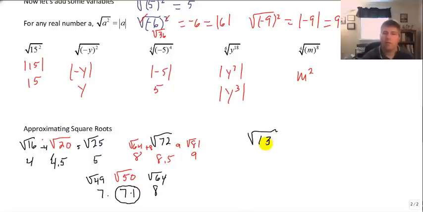And why don't you bring to class your non-calculator approximation of the square root of 130? I want to see your work. I want to see which square roots and how far away they are, and then you bring me your best guess for that.